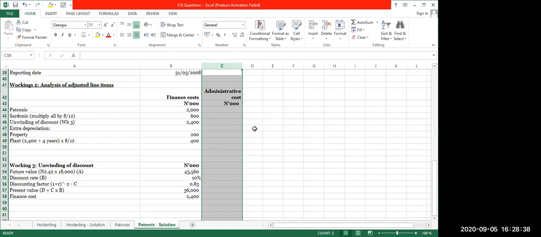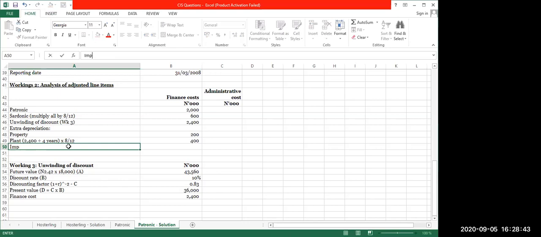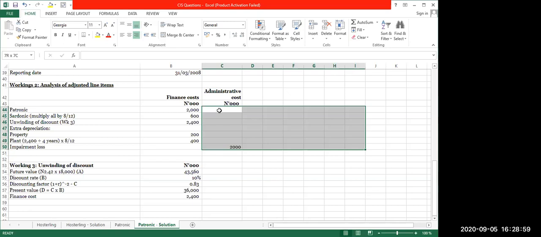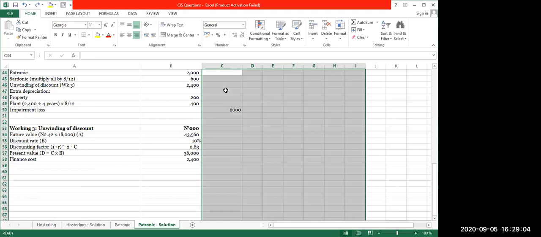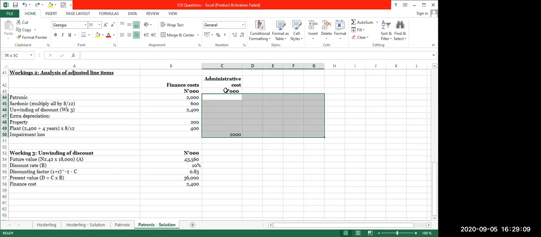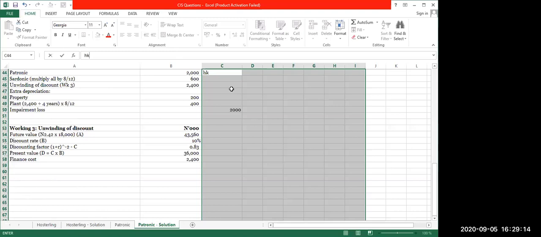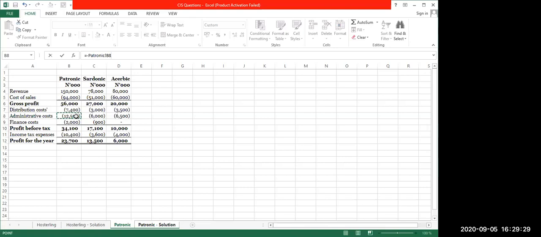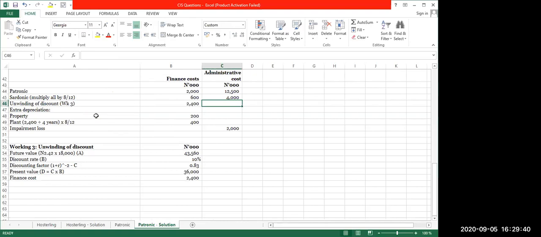So it's impairment loss and that's just 2 million. So I want to make this half commas. Again, we go and pick Patronic's administrative costs, 12.5. And whatever we are picking for Sardonic, don't forget that we must prorate it. So that's it for the impairment loss.